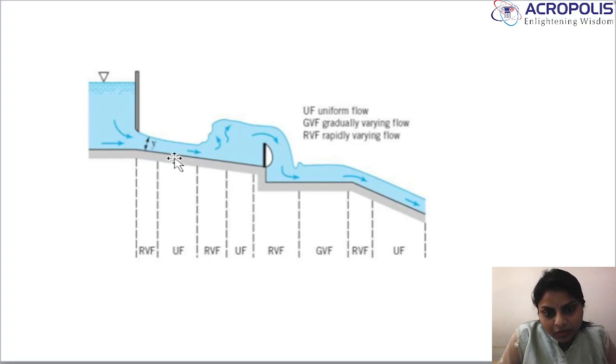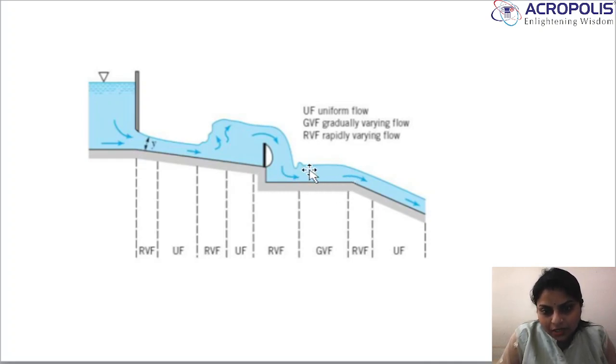This is uniform flow because the depth is uniform in that section. Again, rapidly varied flow. Again, the depth is changing abruptly in the small length of the section. And this is again a case of uniform flow. In that section also, the rapidly varied flow will occur because in the small length of the section, rapid change of the depth is occurring. This is the gradually varied flow.